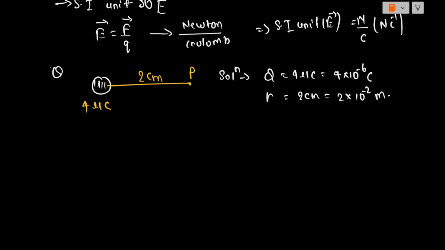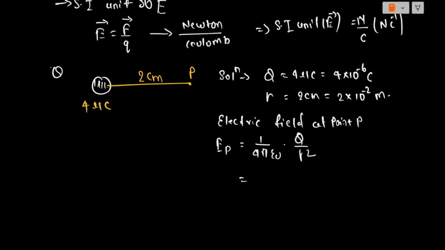Now we want to calculate the electric field at a point P. The electric field at point P would be equal to EP. EP has the formula 1 by 4 pi epsilon naught, Q over R square. Now we know the value of Coulomb's constant. You must have remembered that 1 by 4 pi epsilon naught has a unique value, which is equal to 9 into 10 to the power 9, and we can write the SI unit as well: Newton meter square over Coulomb square, right?